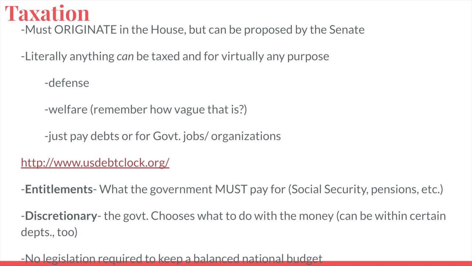You name it. Defense. As we'll see in a little bit, and as we've talked about this year, more than 50% of the U.S. budget goes for defense. So we need some money for that.